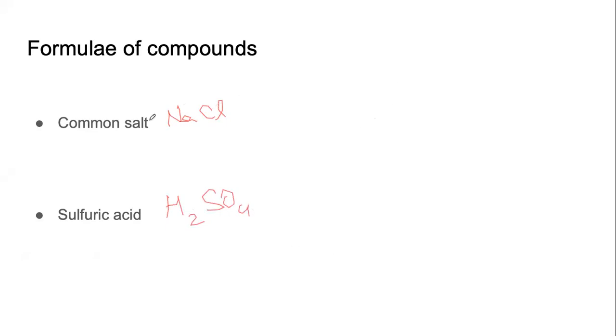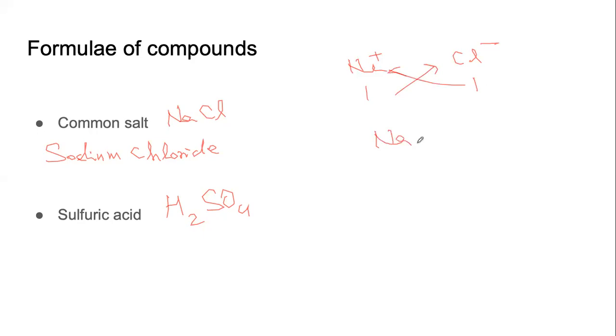We started कि सोडियम क्लोराइड, common salt is sodium chloride. Sodium is Na+, chloride is Cl-, plus is 1+, minus is 1-. Then we interchange these numbers. So this becomes Na1Cl1. दोनों 1 है, so we just ignore the ones and we will write NaCl.